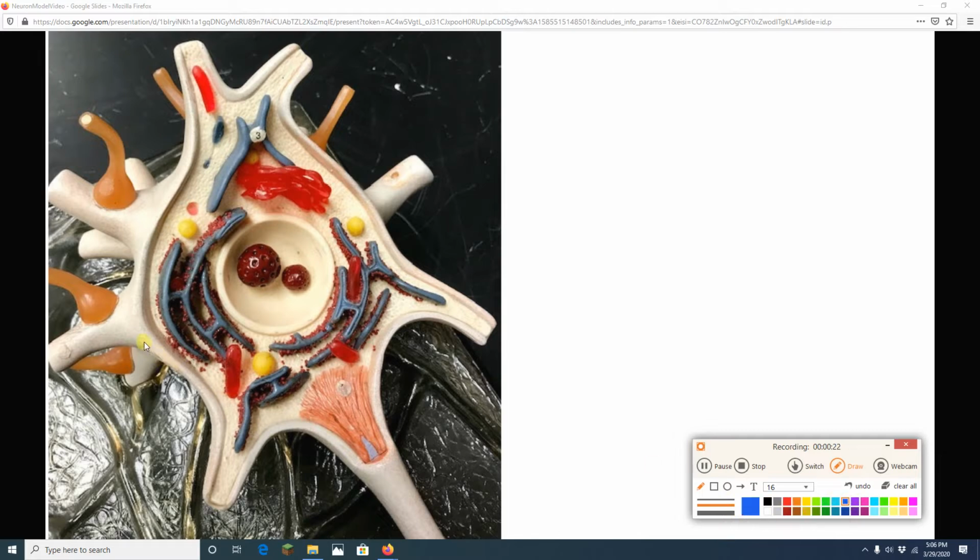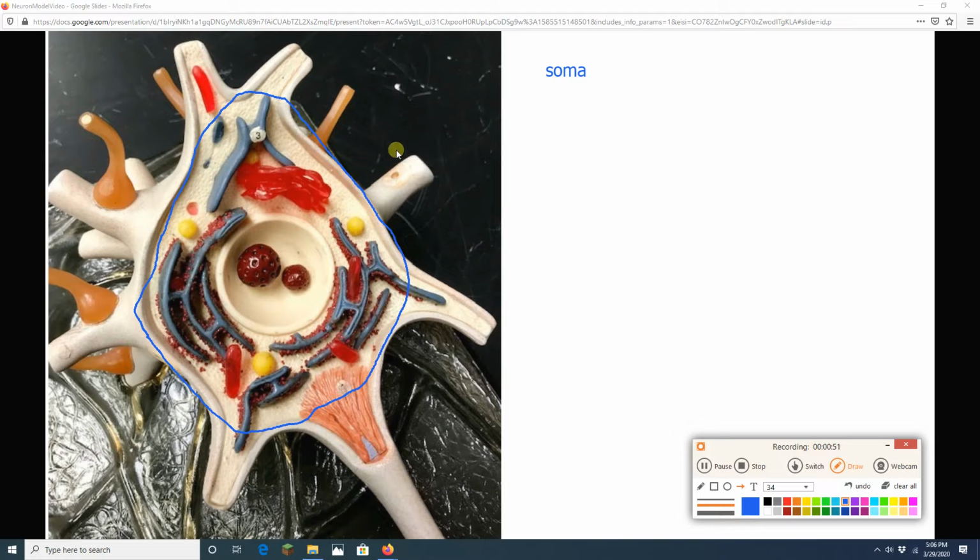Let's see. If we were to draw a circle around this entire region right here, bear with me, there we go, that entire encircled region is the cell body of the neuron. That is the cell body, better known as the soma.